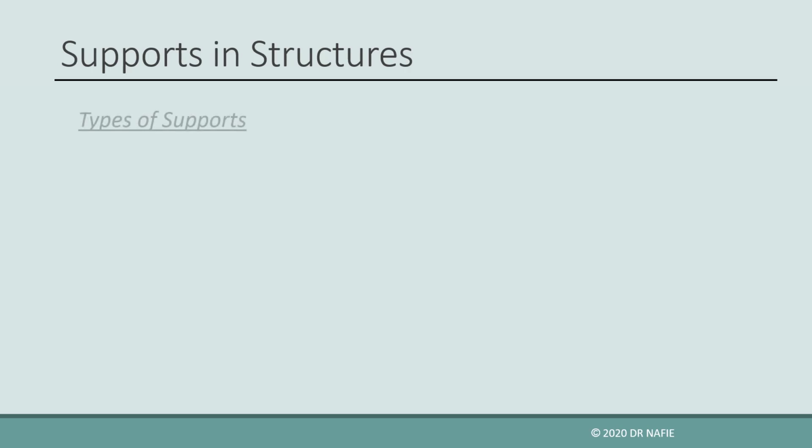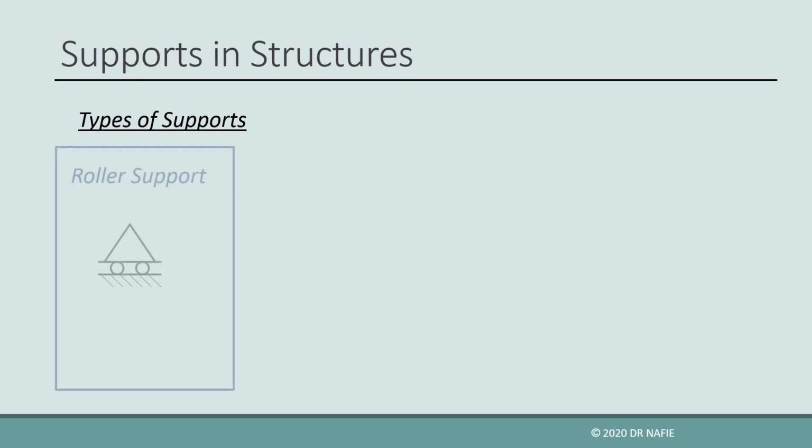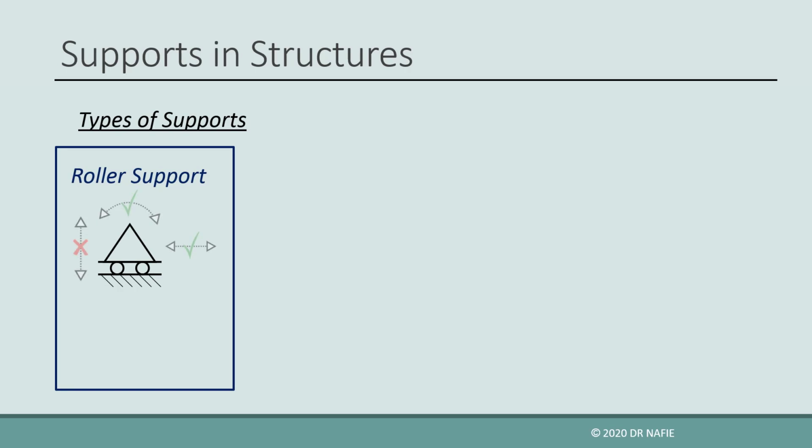In summary, the main types of supports are as follows. The roller support, which prevents the point from moving in only one direction. The point is allowed to move in the perpendicular direction and is allowed to rotate. The roller support will have one reaction force in the direction in which the translation is prevented.